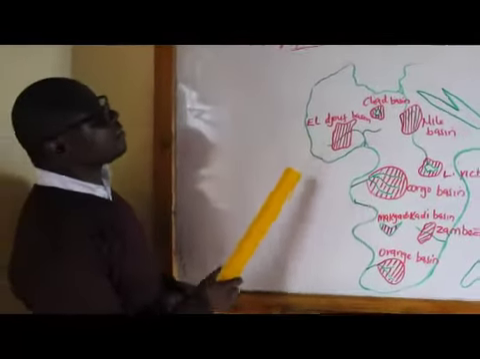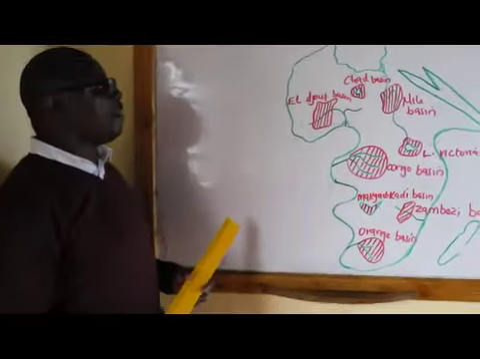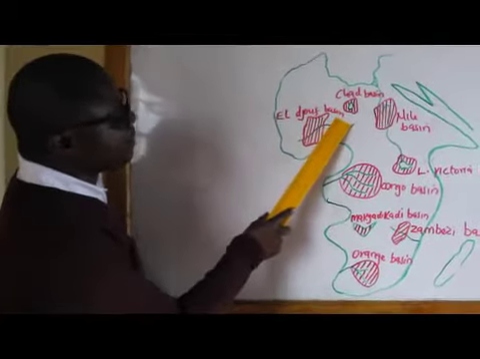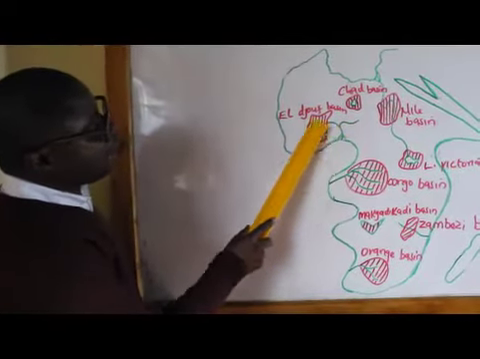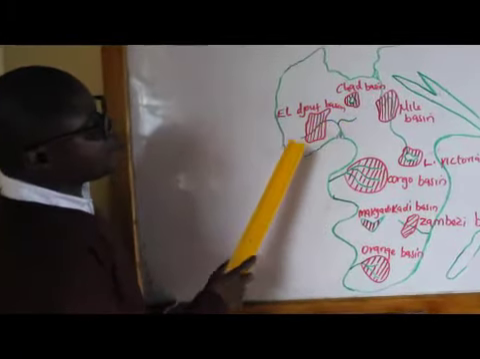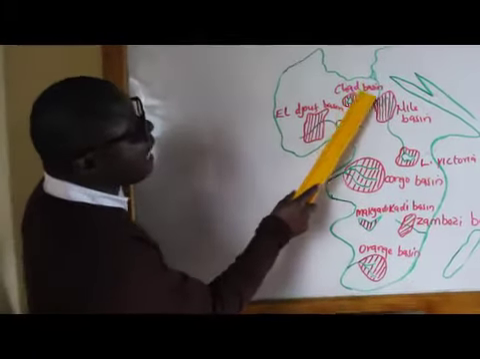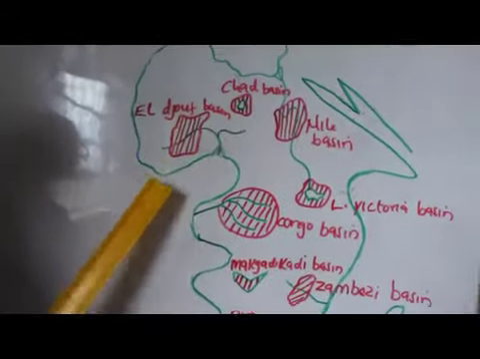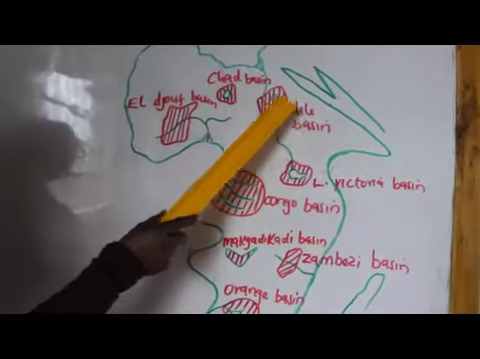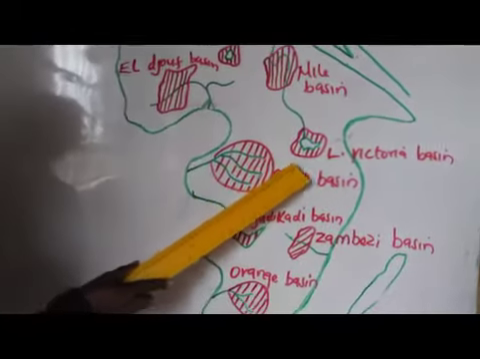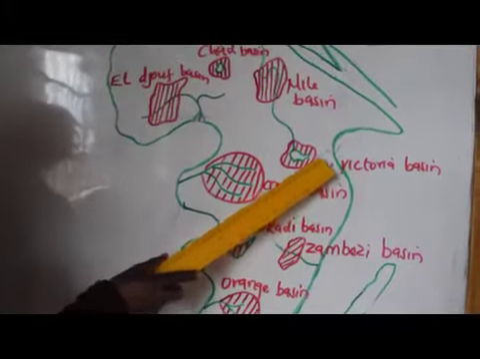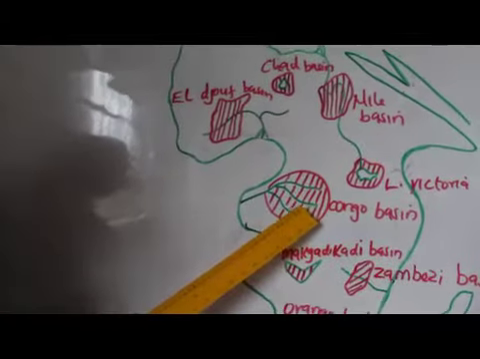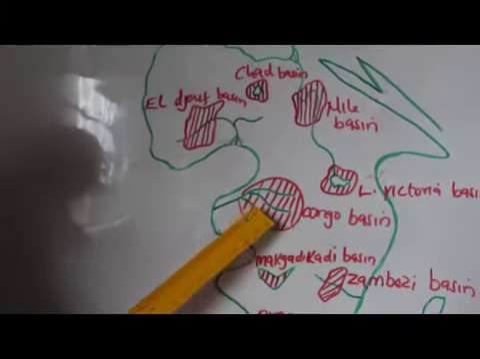Now, these are the major basins in Africa. We have El Djouf Basin, which is on River Niger. Then we have Chad Basin, which is bound by Lake Chad. Then we have the Nile Basin on River Nile. And then we have Lake Victoria Basin that is bound around Lake Victoria. We have Congo Basin that surrounds River Congo.